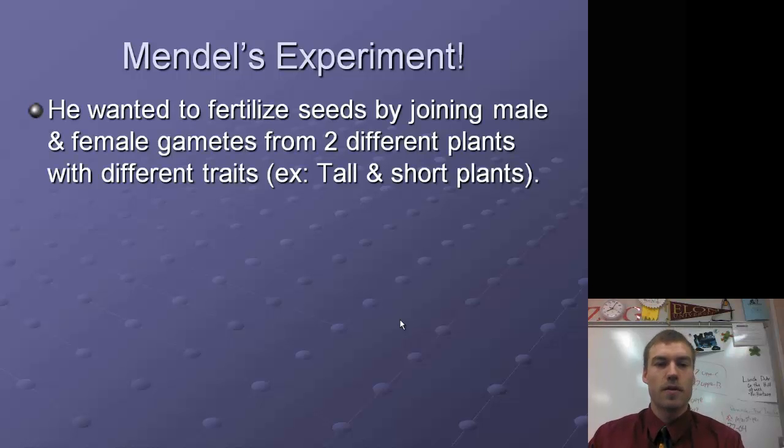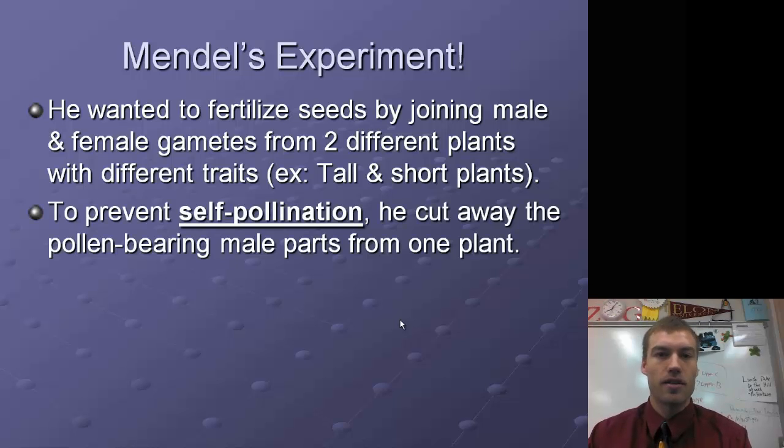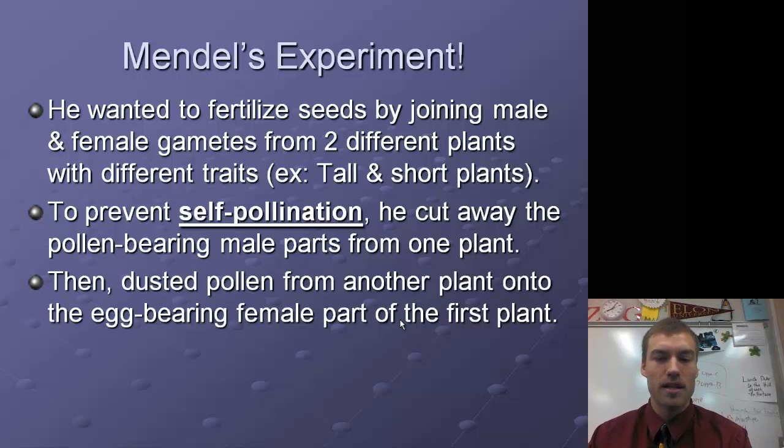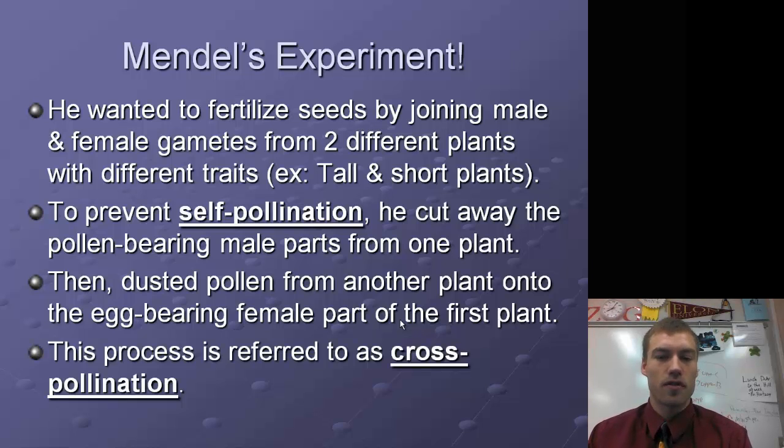So this is the experiment that he did. He wanted to fertilize seeds by joining male and female gametes, the plant equivalent of sperm and eggs, and he would do it from 2 different true breeding plants. So he took tall and short plants. And to prevent self-pollination, because a lot of plants can self-pollinate, he would cut away the pollen-bearing male parts from one plant, and then he would take the pollen from the other plant and move it onto the first one.